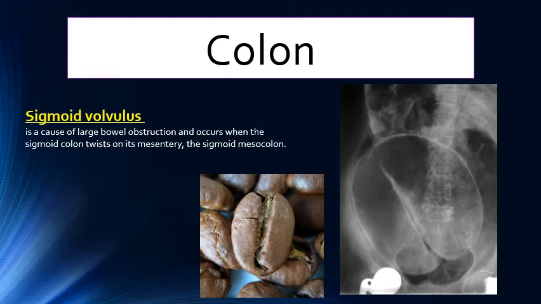Also in the X-ray, we can see the appearance of what's called the coffee bean appearance of the sigmoid volvulus. The sigmoid is twisted on its axis, leading to marked dilatation with distension of gas, forming the coffee bean appearance.